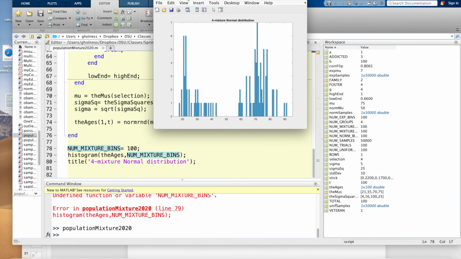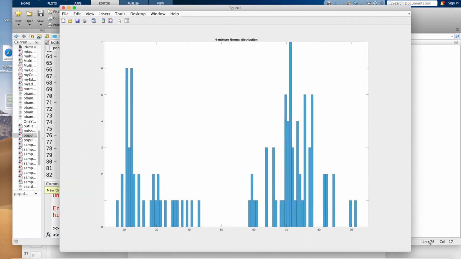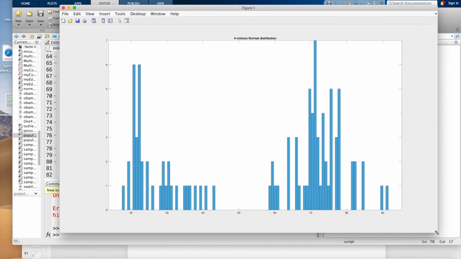So let's run this. So we look at this, and it's a mixture of four components of a normal distribution. Well, there's two bumps. There's one here on the low side, one on the high side, but I don't really see all four bumps for the normal, right? So that means, we certainly deliberately chose the number of bins to kind of map to the ages that we're going to see between 0 and 100.